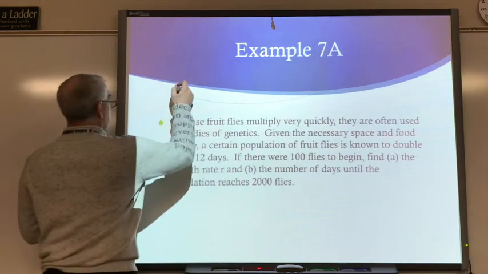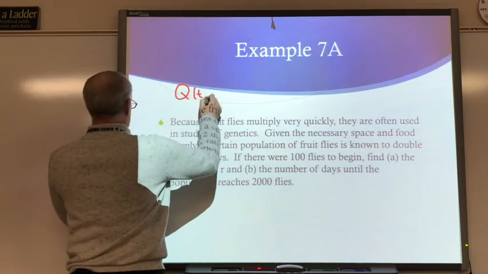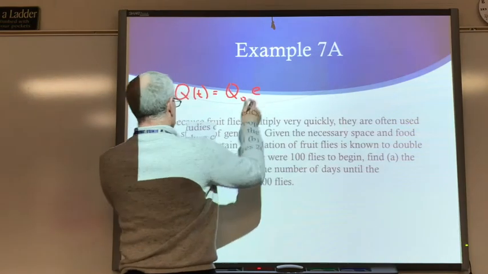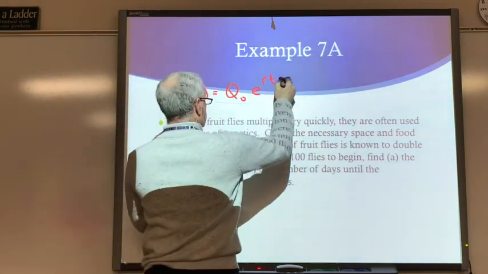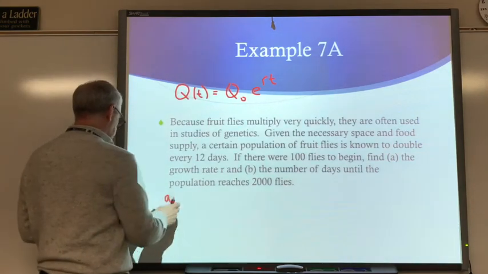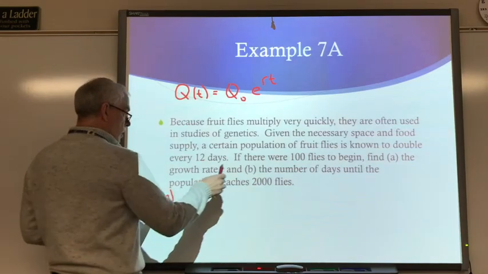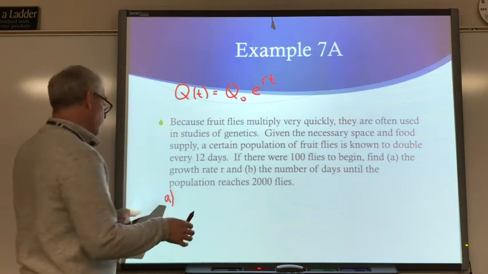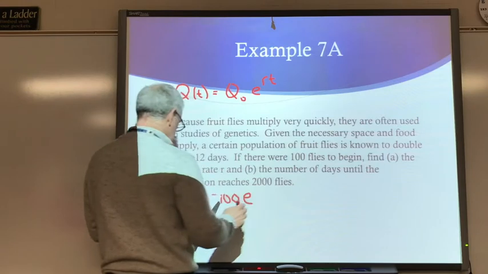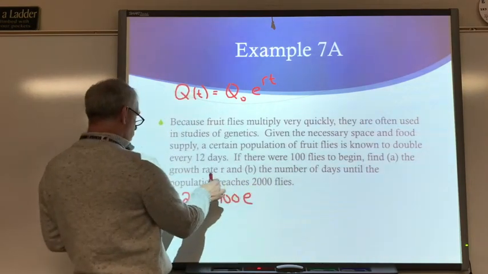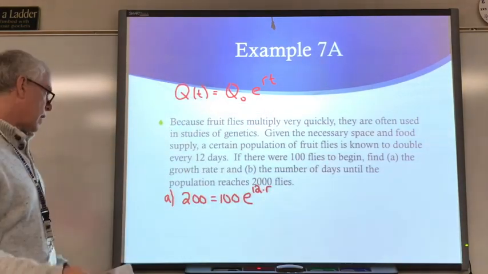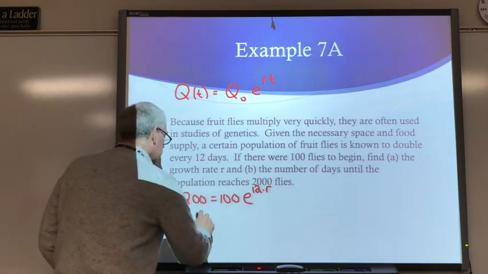So I'm going to write this formula up here again. Q of T equals Q sub 0 E to the RT. That's kind of what we're dealing with here. We're going to try to find this R. So for part A, okay, we started with 100 fruit flies and we wanted to double. So we're going to get to 200. We started with 100 E, and we're doing this for 12 days. So 12 times R. And so the only thing missing is the R. And so I have a little bit of algebra to do. I'm going to divide by 100.